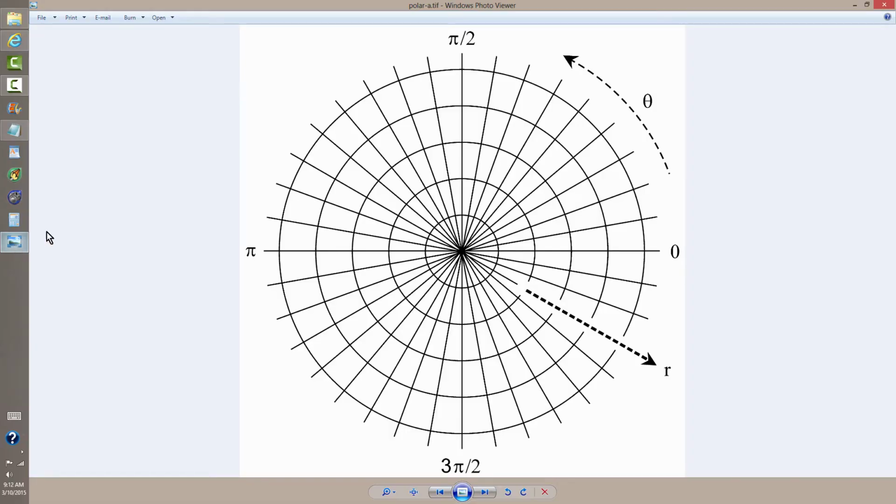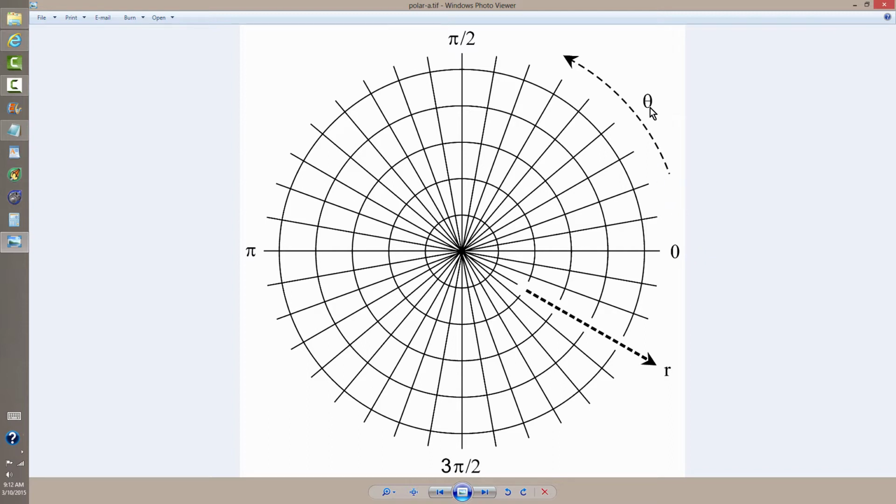The first version of polar coordinates is called mathematicians' polar coordinates. All types of polar coordinate systems have two things in common. They have a radius coordinate and they have an angle coordinate. The radius is usually indicated as r and the angle as theta.